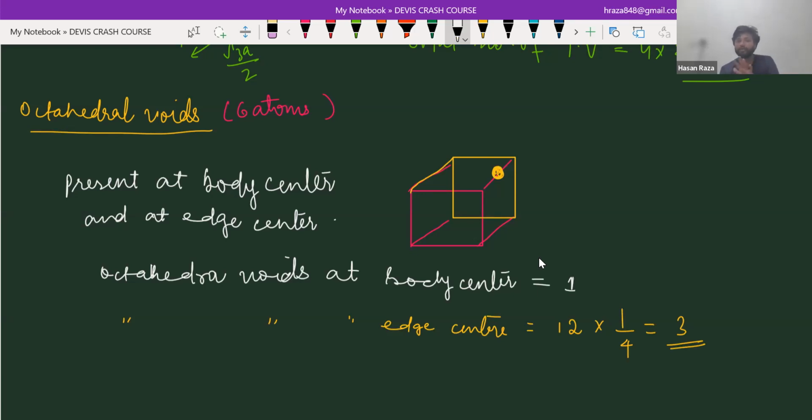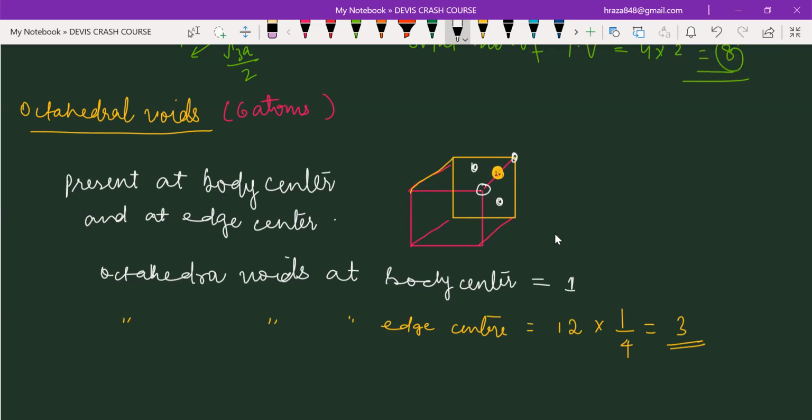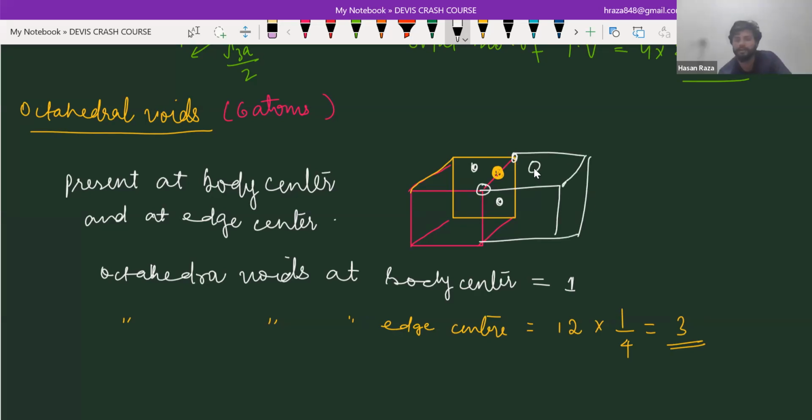For an octahedral void there should be 6 atoms. Where are those 6 atoms present? You can easily do that. There is an atom, there is an atom, there is an atom, 3 atoms, there is an atom, 4 atoms. There will be another cube, with the 5th atom. And then the 6th atom. You can divide it like that. You can see there will be another cube. See, how many atoms are there? One, two, three, four. And there will be another cube, that is the 6th atom.